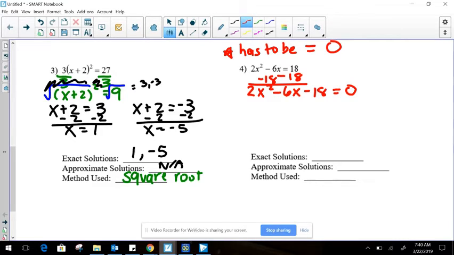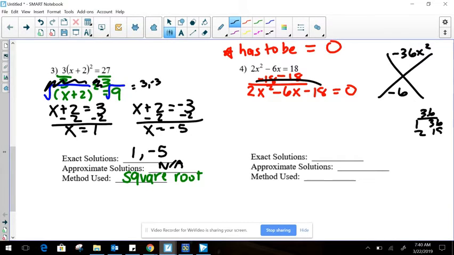Make sure here that your equation is in standard form. Your x squared is first, then your x, then your plain number. Okay, so I'm going to do first times last. So I have negative 36x squared and negative 6. I want to find two numbers that multiply to be negative 36 but add up to negative 6. I'll do it right here. 1 times 36, 2 times 18, 3 times 12, 4 times 9, and then 6 times 6.